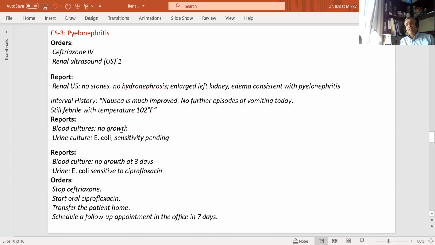Now, what are the other indications that may confirm, or at least assist us to think of pyelonephritis? The main reason to admit the patient: pyelonephritis should be treated in the acute care setting. So the reason to admit the patient to the hospital is inability to take pills, because we have to administer the IV antibiotic. Tablets are not going to treat the pyelonephritis. So the patient should be admitted to receive the IV antibiotics.